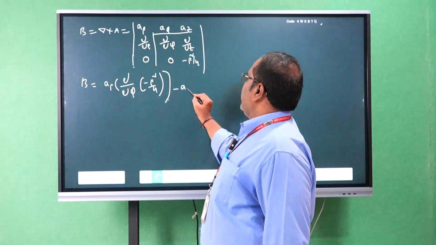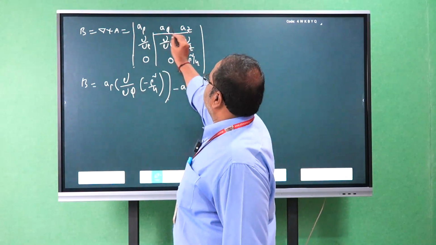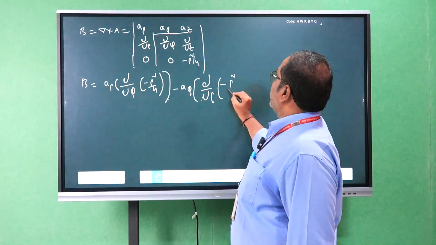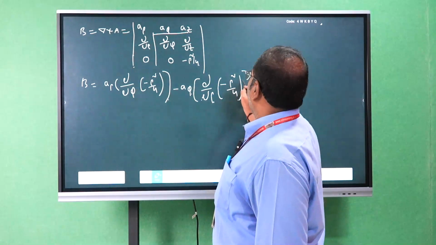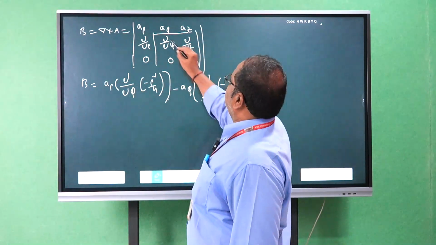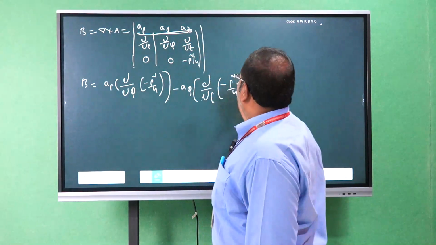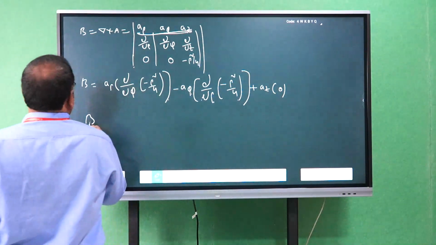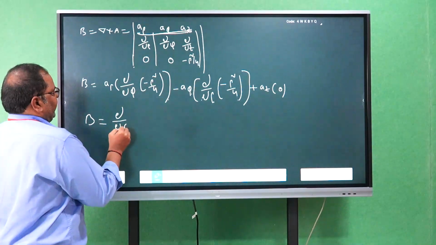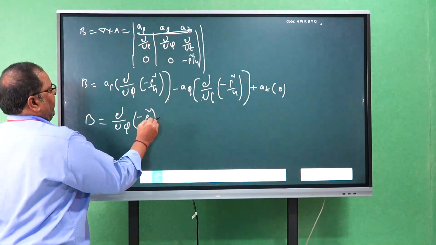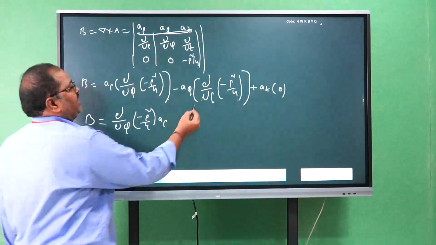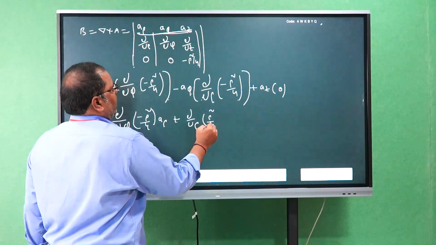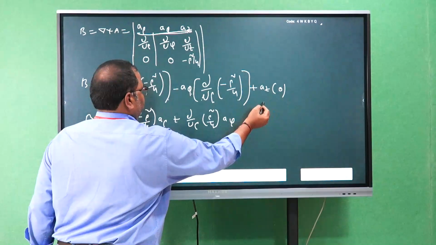Next one, minus A phi. This component is dou by dou rho of minus rho square by 4. Third component, plus Az, with 0, 0. Therefore, the last term is 0. Therefore, B is equal to dou by dou phi of minus rho square by 4 times A rho, and in this one, minus of minus is plus, dou by dou rho of rho square by 4 times A phi. The last term is 0.